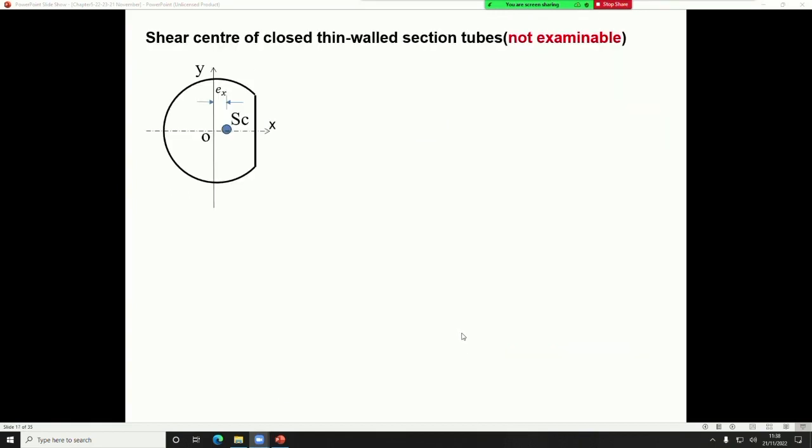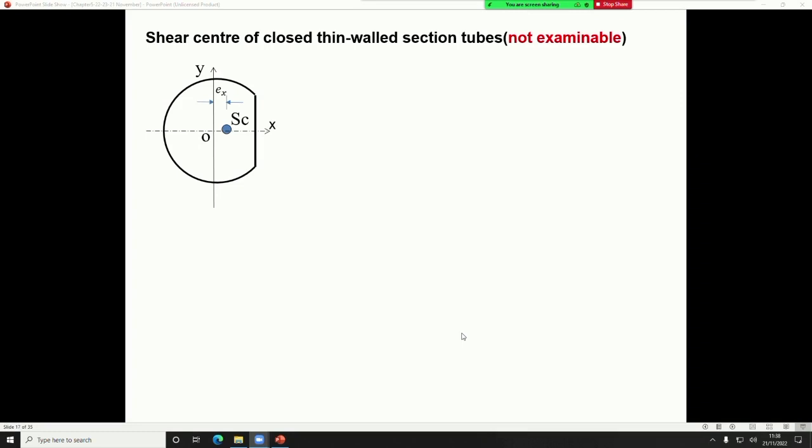Now this part is not examinable. Again, I put this together last night. I thought perhaps you need to know about it, so if you find mistakes, just let me know. So this is a closed section. Now say we want to find the position of the shear center of this closed section. It's not examinable, it's just for your information.